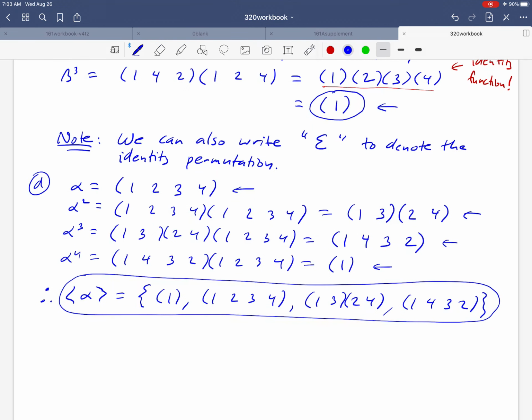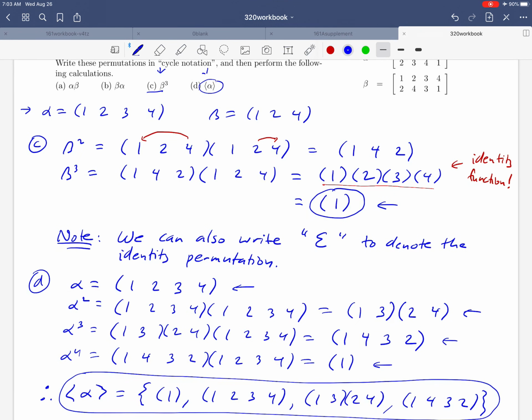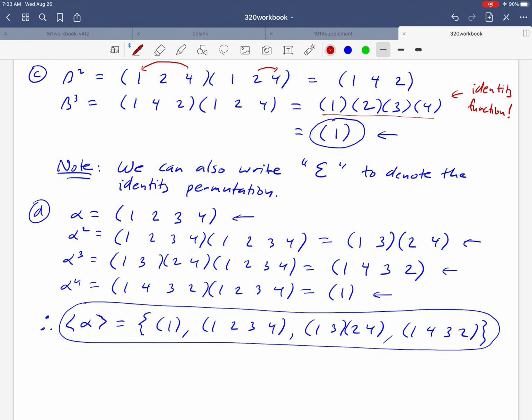Okay, we've completed the calculations here, but I would like to add one comment to this. Okay, notice that in part C, we started with the cycle 1, 2, 4, and we noticed that when we raised it to the third power, we got the identity. So it had order 3 in this group. Okay, and then in part D, we started with a cycle with 4 elements in it, and we raised it to the fourth power and got the identity, so it had order 4.